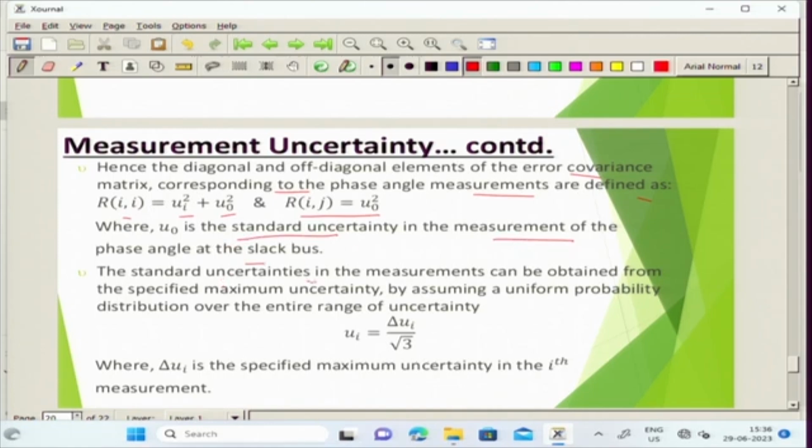The standard uncertainties in the measurement can be obtained from the specified maximum uncertainty by assuming a uniform probability distribution over the entire range of uncertainty. So Ui is delta Ui by root 3, where delta Ui is the specified maximum uncertainty in the ith measurement.